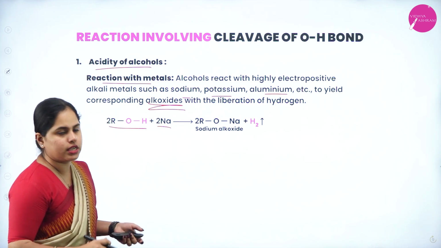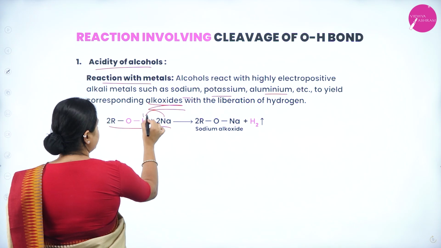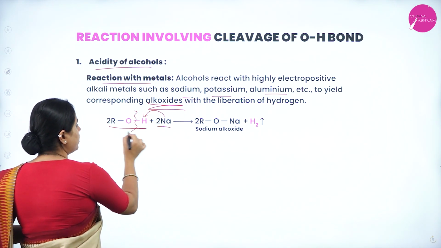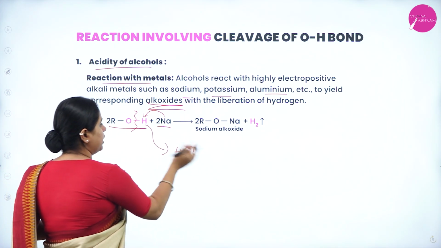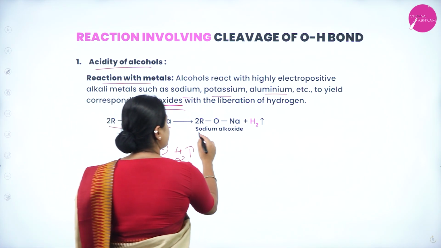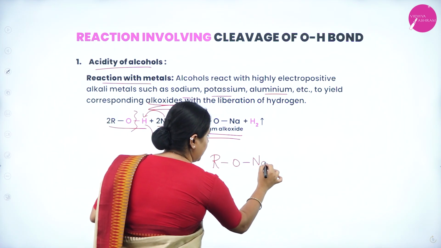What happens? Sodium alkoxide will be formed. As you can see, the sodium will be substituted here. The oxygen-hydrogen bond will be broken. Two moles are there. That means what will be formed? Hydrogen gas will be liberated and the sodium will get attached to the oxygen. This is called an alkoxide, that is RONa, sodium alkoxide.